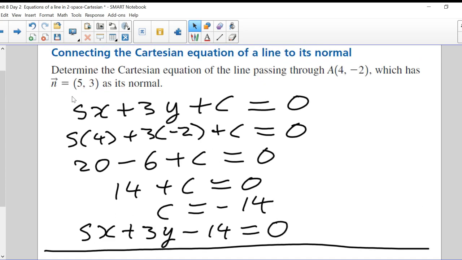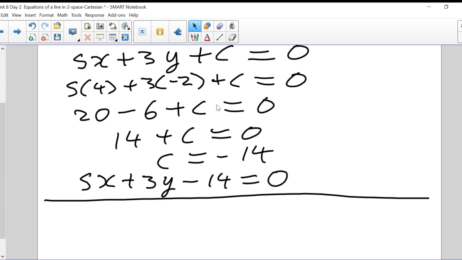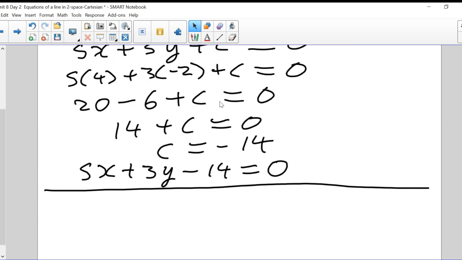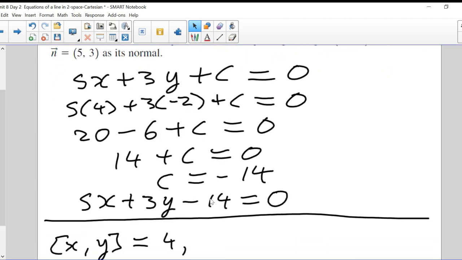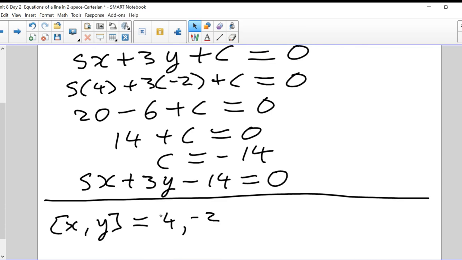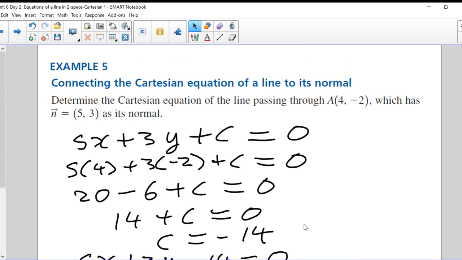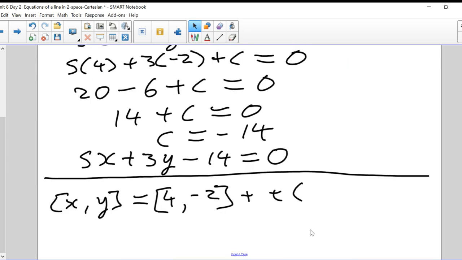Give me what you consider to be what I would use as a direction vector for the actual function, is what I'm saying. So we know that one point is (4, 2), so (x, y) is equal to (4, minus 2), sorry, plus t times (minus 3, 5). Yeah, minus 3, 5.